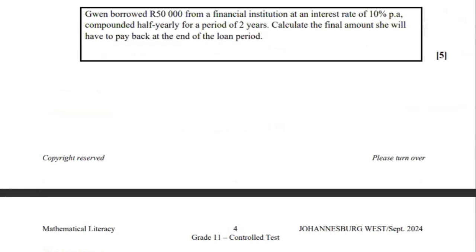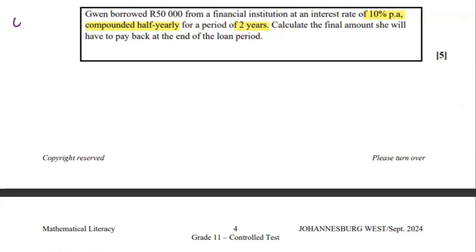Someone borrowed 50,000 from a financial institution at an interest rate of 10% per annum, compounded half yearly for the period of 2 years. Calculate the final amount she will have to pay back at the end of the loan. What I want you to understand here, first and foremost, this is per annum, but compounded half yearly for a period of 2 years. That means the money gets interest after every half a year.